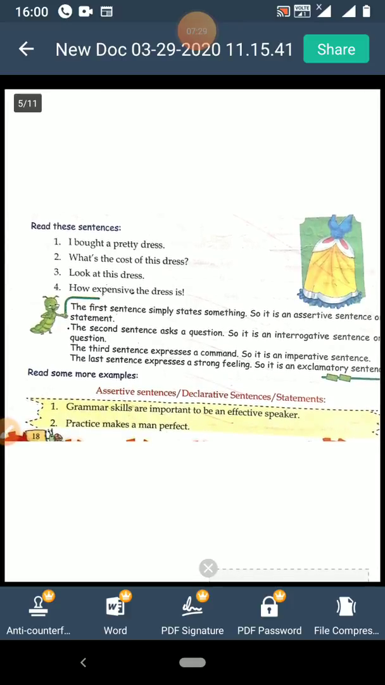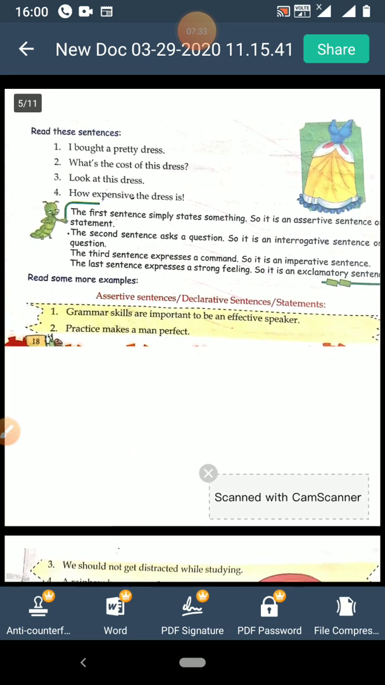read these sentences. I bought a pretty dress. The first sentence simply states something, so it is an assertive or a statement. Second, what's the cost of this dress? The second sentence asks a question, so it is an interrogative or question. Look at this dress. The third sentence expresses a command, so it is an imperative sentence. Fourth, how expensive the dress is. The last sentence expresses a strong feeling, so it is an exclamatory sentence.